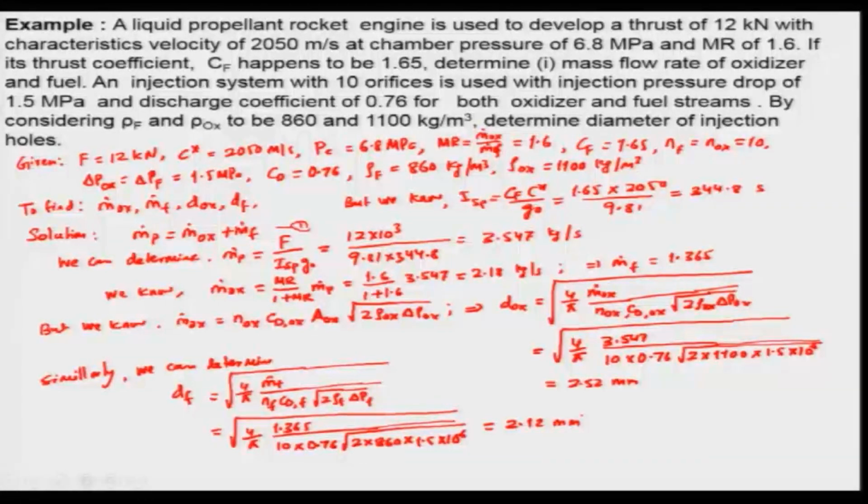So, now we could determine the diameter of the orifices by using this expression, which is very simple, and one can do that very easily. In real problems, of course, there will be several things which need not be the same for both the oxidizer and fuel. The C d values will be different for oxidizer and fuel, and so also the pressure drop across the fuel and oxidizer will be different.